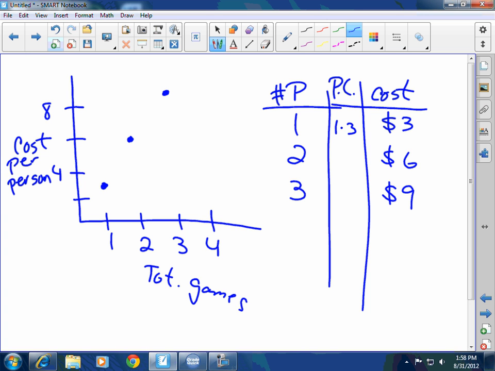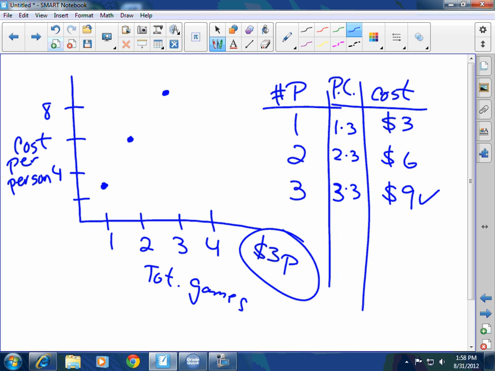Let's multiply by 3. That works. 2 times $3 is 6, 3 times $3 is 9. Okay, so we know that it's $3 per person. That's how I define this pattern.